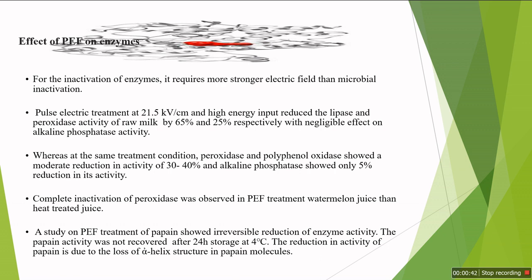Complete inactivation of peroxidase was observed in PEF treated watermelon juice than heat-treated juice. A study on PEF treatment of papain showed irreversible reduction of enzyme activity. The papain activity was not recovered after 24 hours storage at 4 degrees Celsius. The reduction in activity of papain is due to the loss of alpha helix structure in papain molecules.